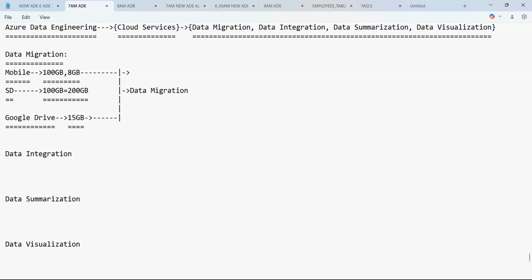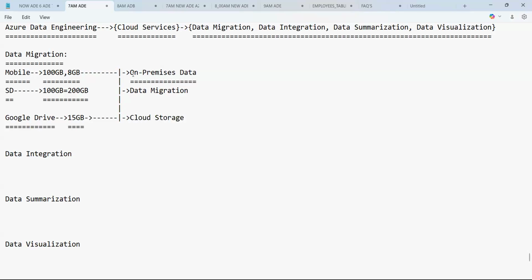we call this on-premises data. The data which we store in the Google Drive is called cloud storage.